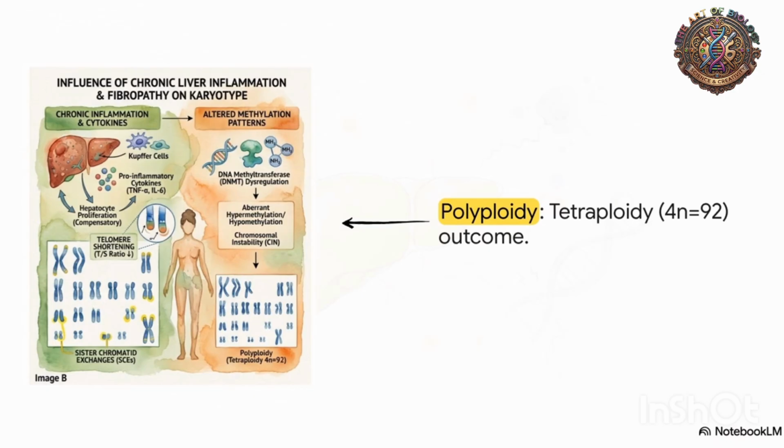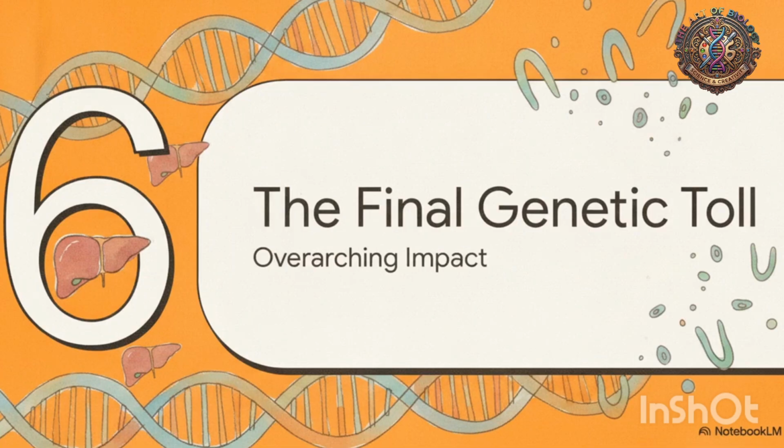Let's look at the final outcome of all this chronic chromosomal instability. Unlike the acute pathway, this slow, unstable burn leads to abnormal, chaotic multiplications. Take a look at the resulting polyploidy, specifically tetraploidy. This is where the cell ends up with 92 chromosomes instead of the standard 46. It is an utter structural overload. And finally, Section 6, the final genetic toll, overarching impact.